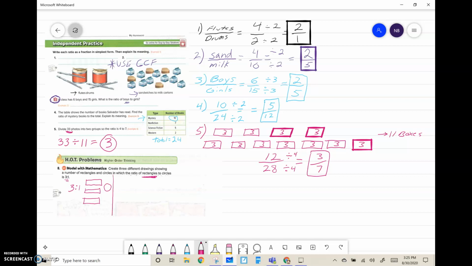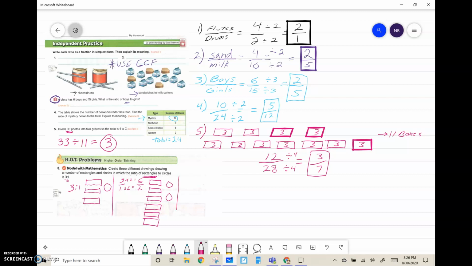Now the way to do this is we can multiply our ratio of 3 to 1 by a common factor. So if we multiply both of these by 2, I now have a ratio of 6 to 2. All right, and that would be another way we could represent this. So we would actually have 6 rectangles and we would have 2 circles, because those are equivalent fractions.